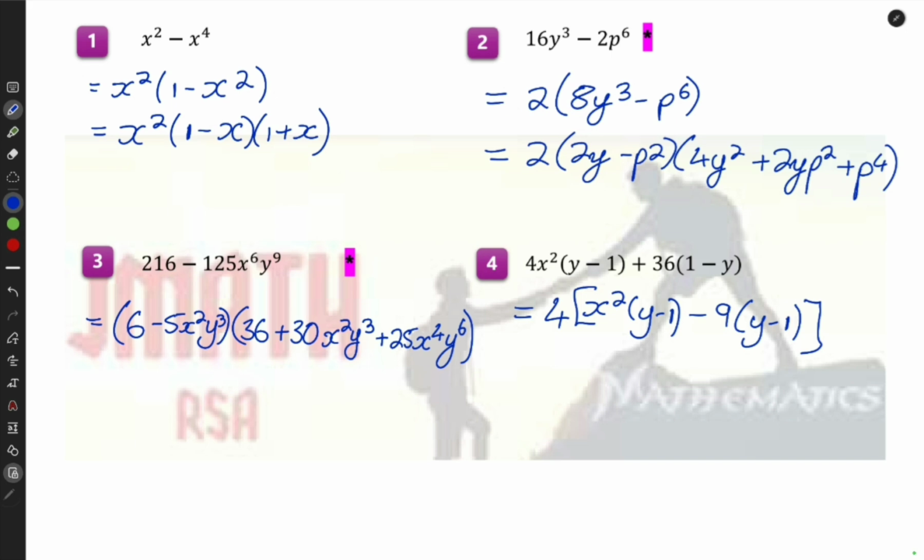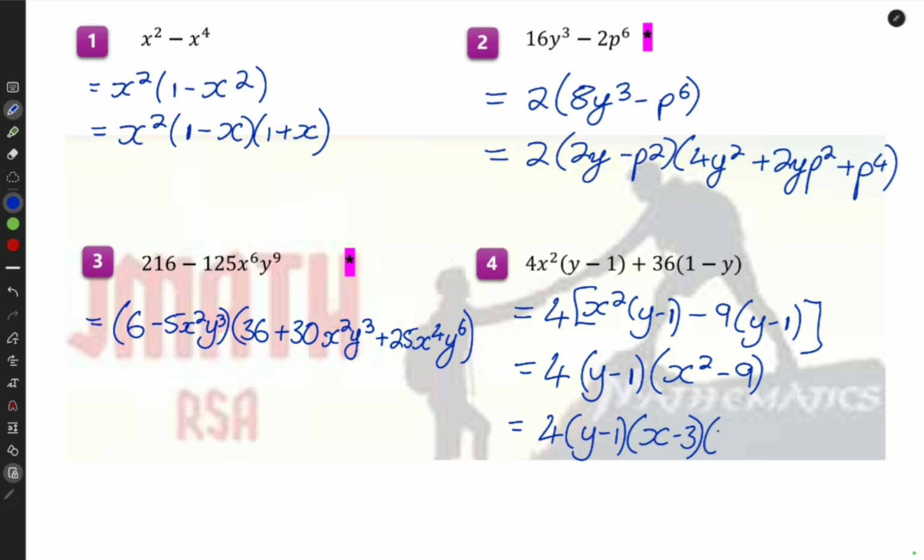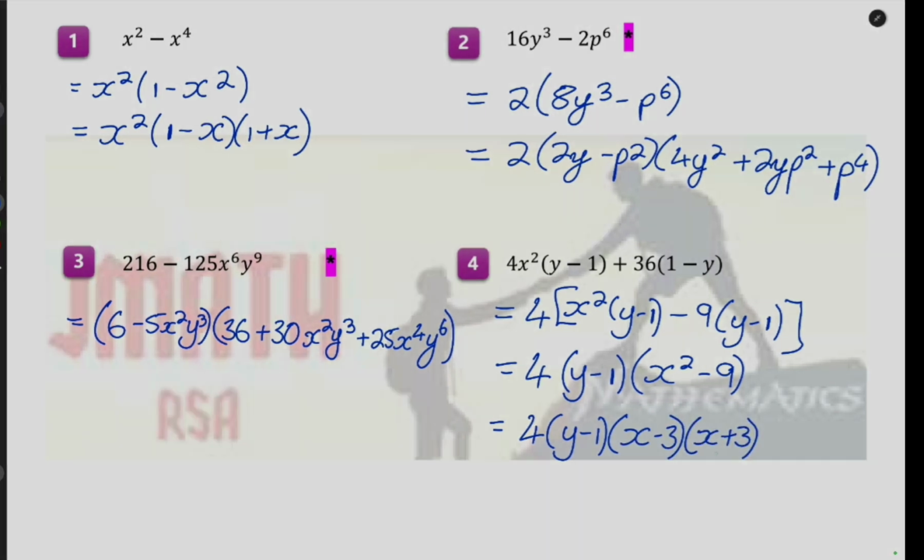Okay, next step, I need to take out a common factor there. So the 4 stays where it is, and then I'm going to take out y minus 1. And you would notice I'm not doing the block brackets anymore because it's not necessary. Now I need to check, am I done? I can't do anything with the 4, can't do anything with the first bracket, but the second bracket is actually difference of squares. So 4, y minus 1, and then x minus 3, x plus 3. Perfect, that is my final answer.